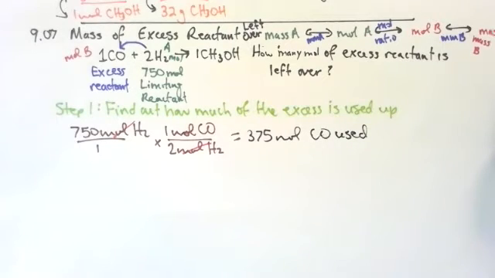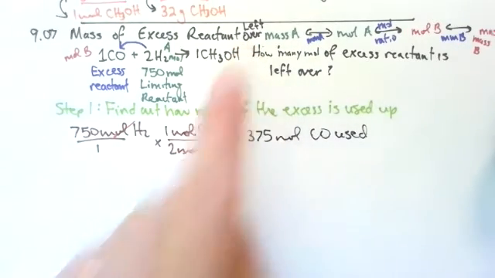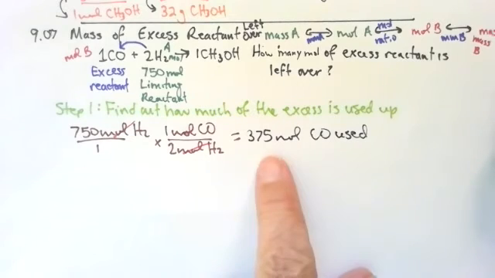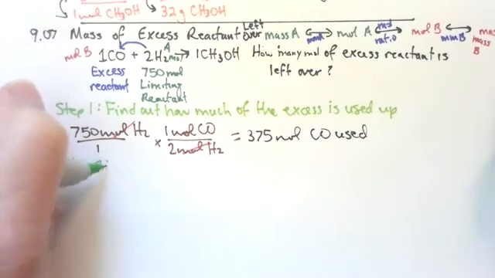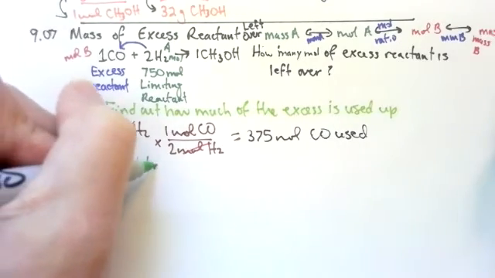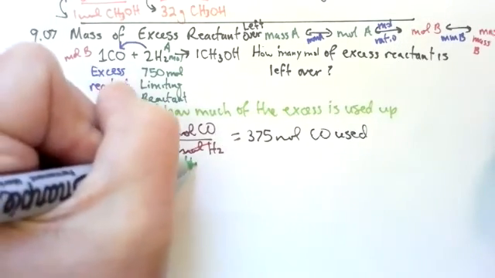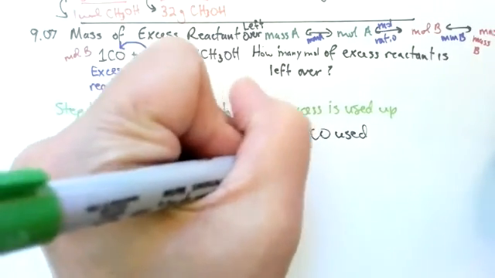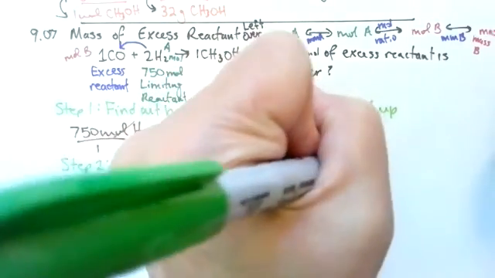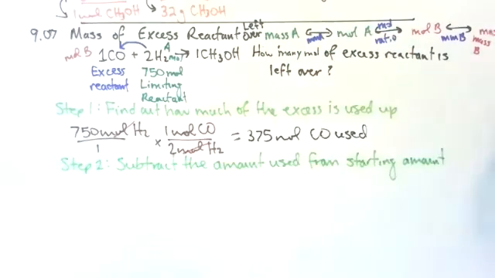That's what I used, but that doesn't tell me how much is left over. The problem is students will solve these and think, okay, that's what I've got left. No, that's what you used. How do we find what's left over? That's step 2. We're going to subtract the amount used from the starting amount.